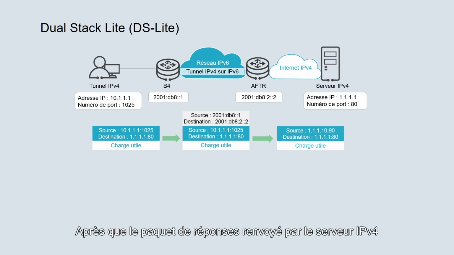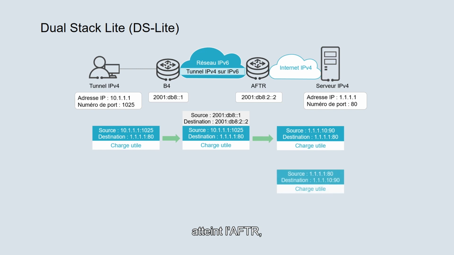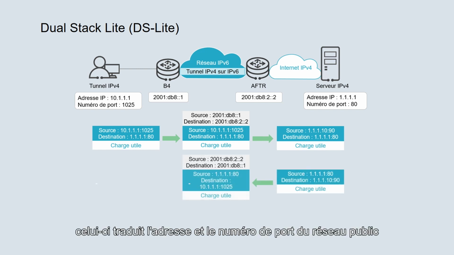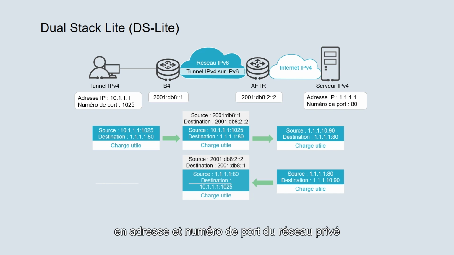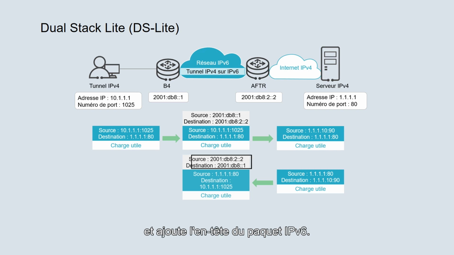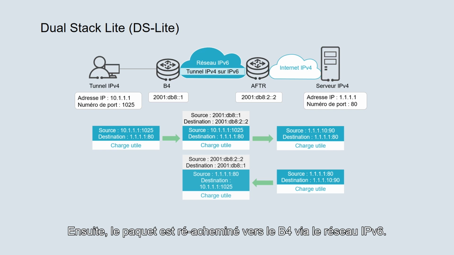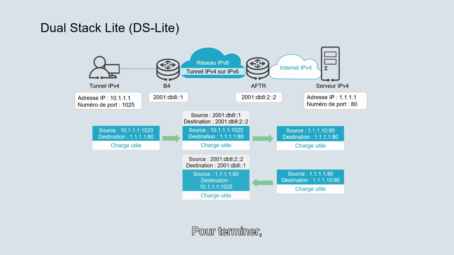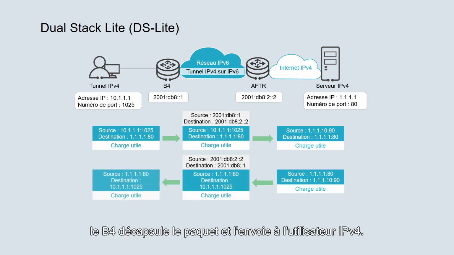After the response packet returned by the IPv4 server reaches the AFTR, the AFTR translates the public network address and port number into the private network address and port number based on the NAT mapping table, and adds the IPv6 packet header. Next, the packet is forwarded to the B4 through the IPv6 network. Finally, the B4 decapsulates the packet and sends it to the IPv4 user. In this way, the IPv4 user can use a private network address to access the IPv4 internet server.